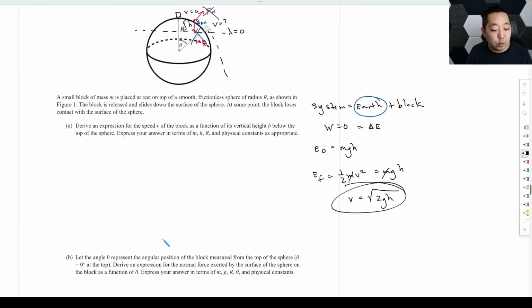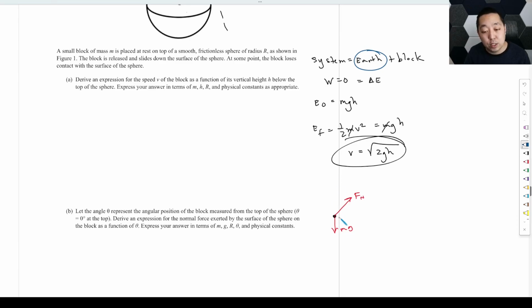Let the angle theta represent the angular position of the block measured from the top of the sphere with 0 degrees at the top. Derive an expression for the normal force exerted by the surface of the sphere on the block as a function of theta. Express your answer. So here, we're going to do our free body diagram. Okay, so we have gravity. We have our normal force. And now the acceleration, this is our forces problem. Now, which way is the acceleration going to be?